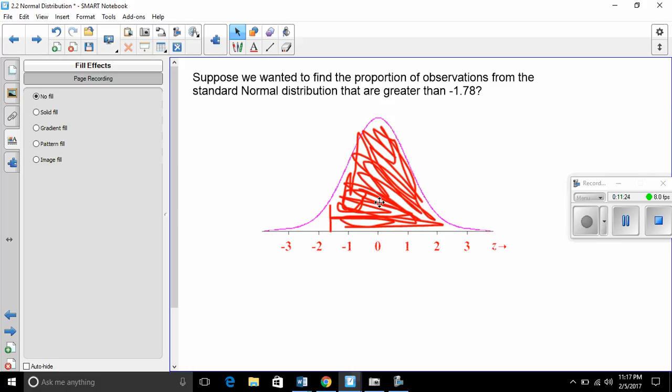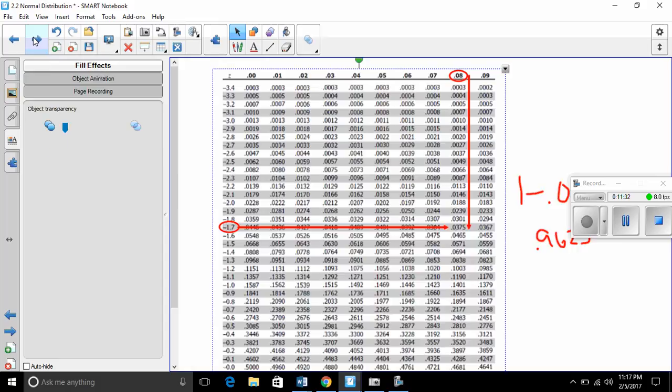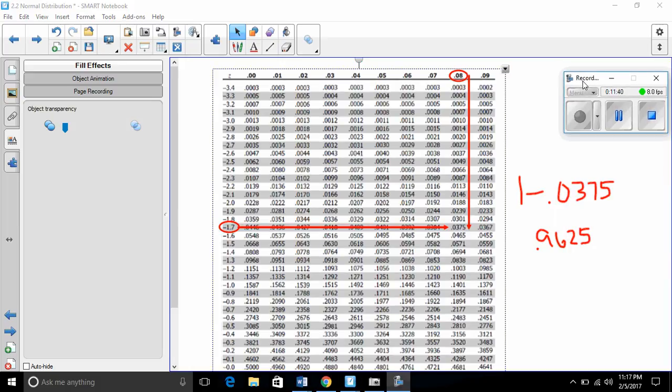So then we would need to go to our table. We'd have to find negative 1.7 and then go over to the 0.08. So there's negative 1.7. We go all the way over to 0.08, and where it meets is 0.0375. Since this is to the left and we're looking for greater than, we need to subtract it from 1. So the final answer is 0.9625, or 96.3%. So 96.3% of the data falls above negative 1.78.